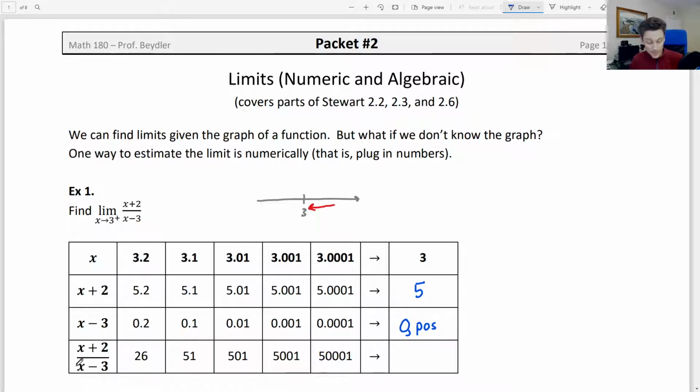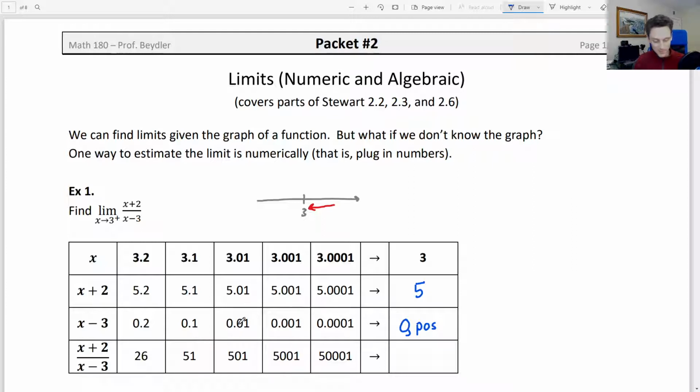And then here we have x plus 2 over x minus 3. This is really what our goal is. That's what our function is. To get these values, all we have to do is take the top values, which are the x plus 2 row, divided by the bottom values, which are x minus 3. So if you took, for example, 5.2 divided by 0.2, you would get 26. If you took 5.1 divided by 0.1, you would get 51. That kind of makes sense because 0.1 is 1/10, and if you divide by a tenth, that's like multiplying by 10 over 1, so 5.1 times 10 is 51. That you can do kind of in your head there.